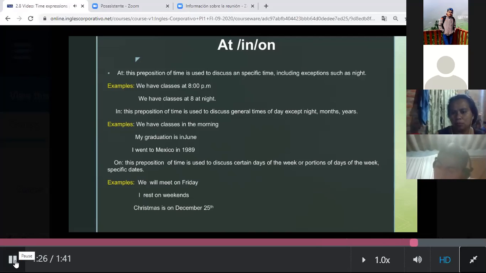On. This preposition of time is used to discuss certain days of the week or portions of the week, and specific dates. Examples: we will meet on Friday. I rest on weekends. Christmas is on December 25th.